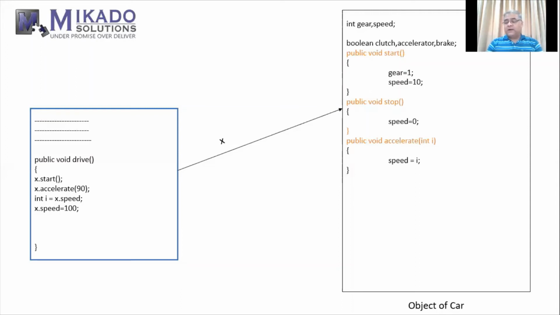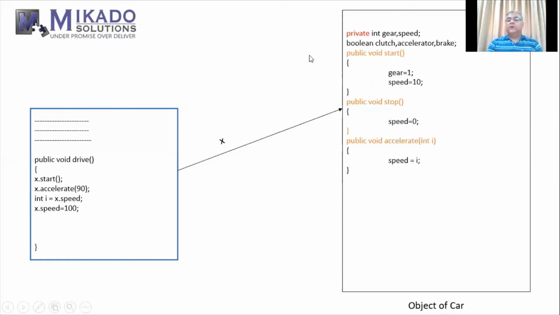So you know what ideal OOP tells you? Ideal OOP tells you never to keep your data public. Always keep it private. That's what ideal OOP tells you. So let's say we keep this speed private.